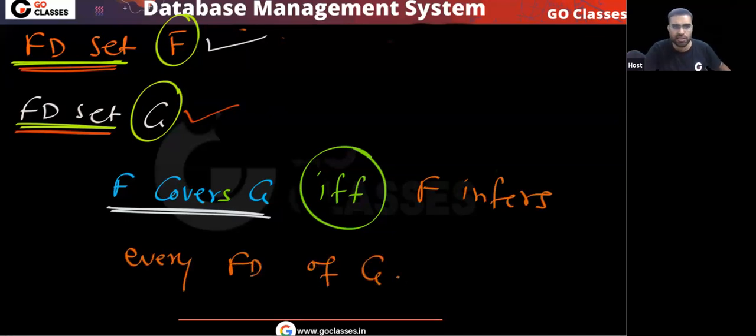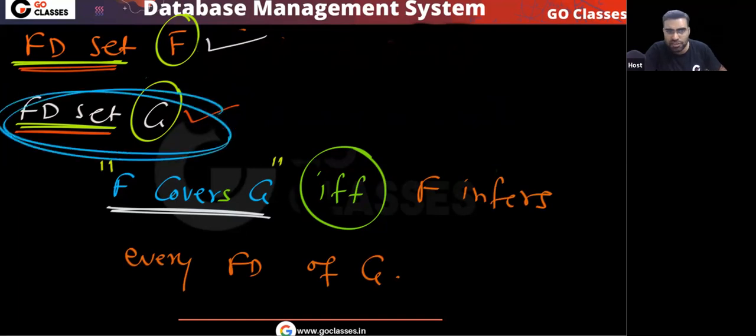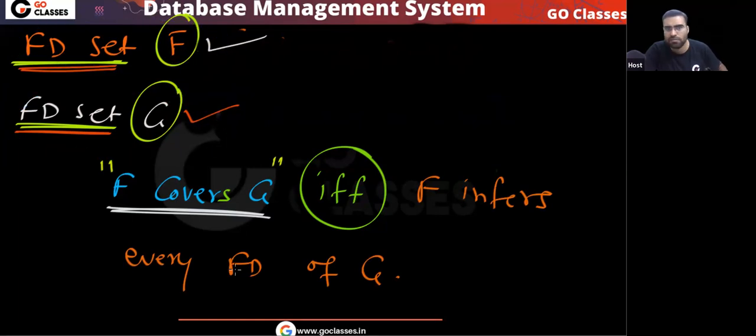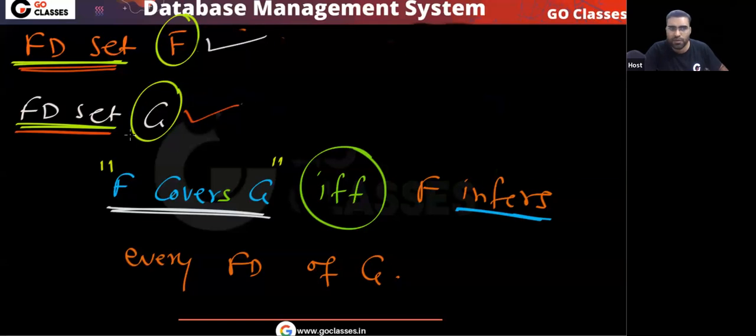Please tell me, did you understand the definition? F covers G means this FD set F covers G. Every FD of G you can infer from F. F infers every FD of G. You can understand it like this.